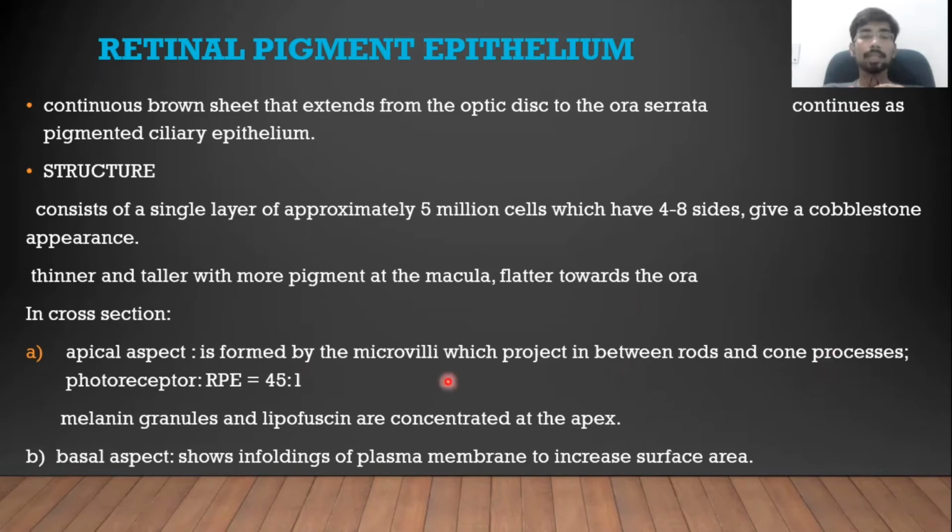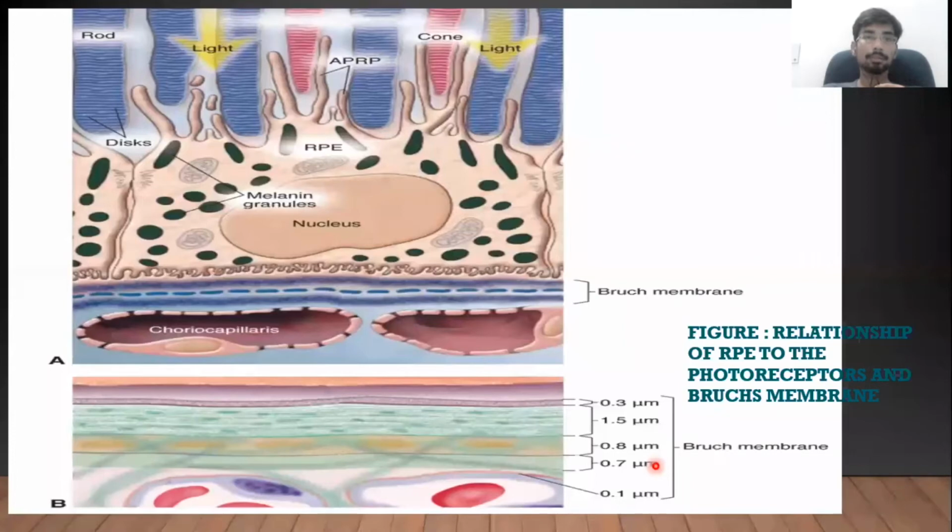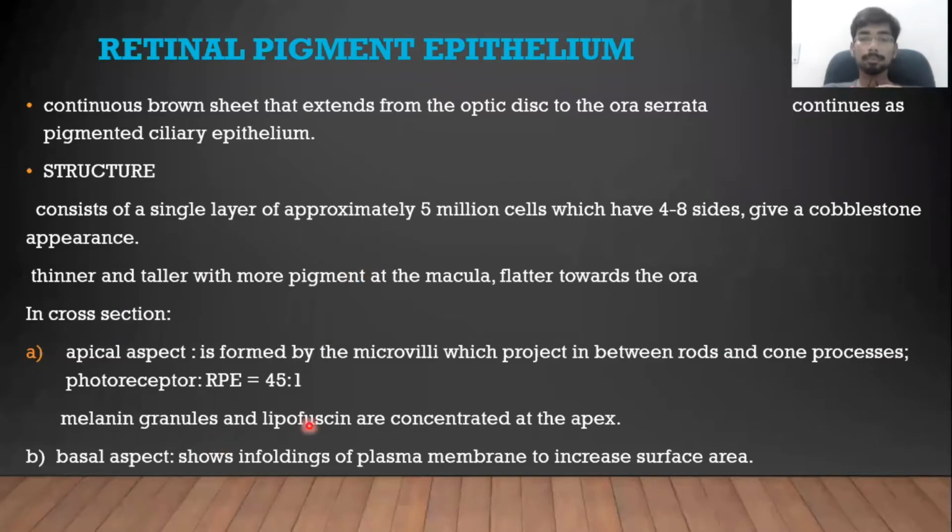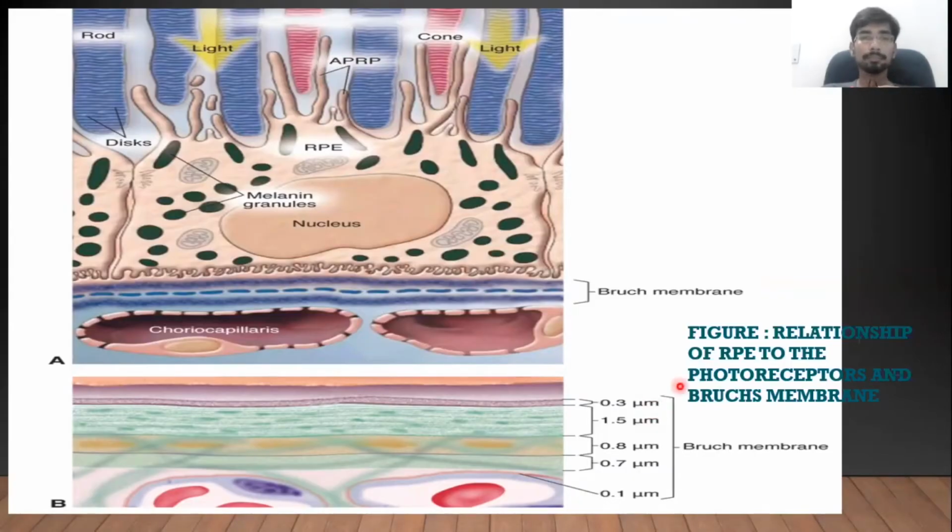In cross section, the apical aspect is formed by microvilli which project in between the rods and cones processes. Melanin granules and lipofuscin are concentrated at the apex. The basal aspect shows infoldings of the plasma membrane to increase the surface area. So this is the retinal pigment epithelium. These are the RPE processes into the rods and cones. The basal part contains infoldings of the plasma membrane to increase the surface area. These are melanin granules.